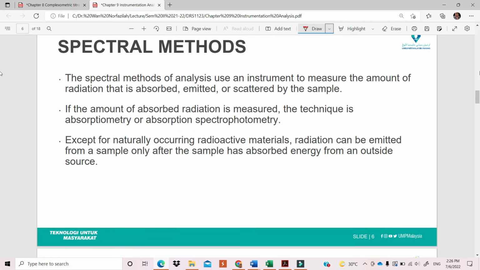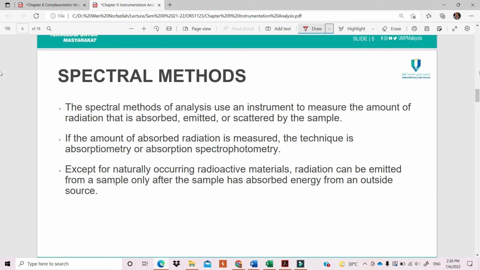So let's go one by one. Spectral methods just now. The spectral methods of analysis use an instrument to measure the amount of radiation that is absorbed, emitted, or scattered by the sample. If the amount of absorbed radiation is measured, the technique is absorptiometry or absorption spectrophotometry. Except for naturally occurring radioactive materials, radiation can be emitted from a sample only after the sample has absorbed energy from an outside source.